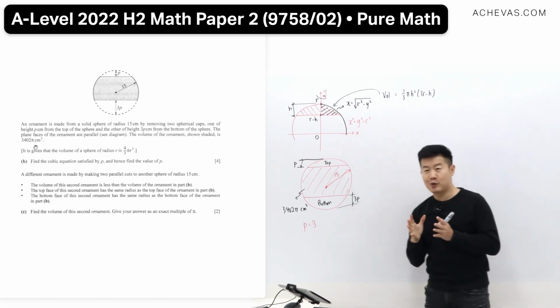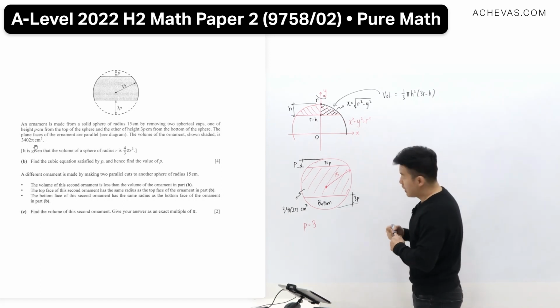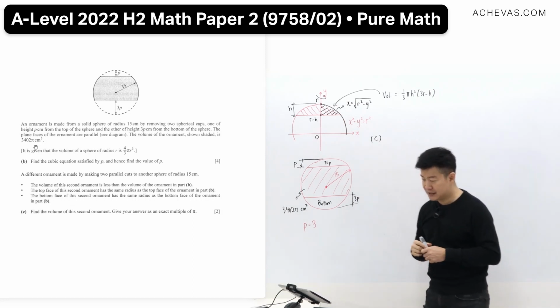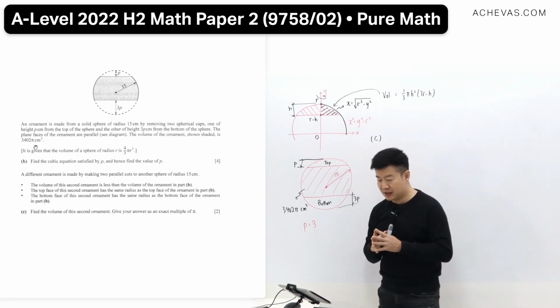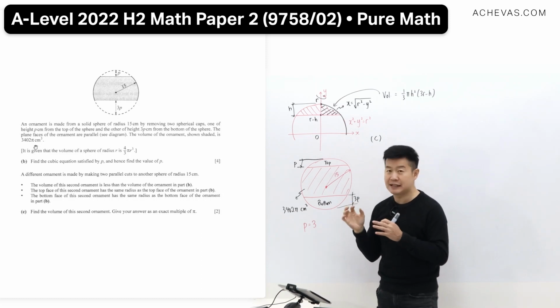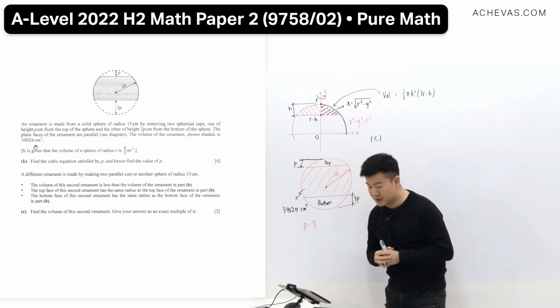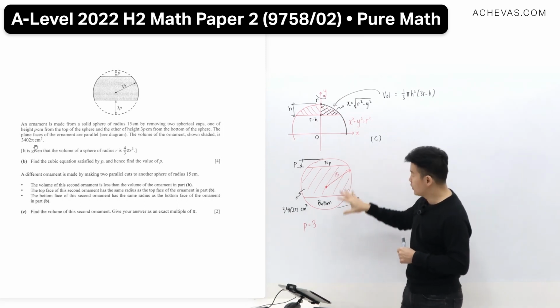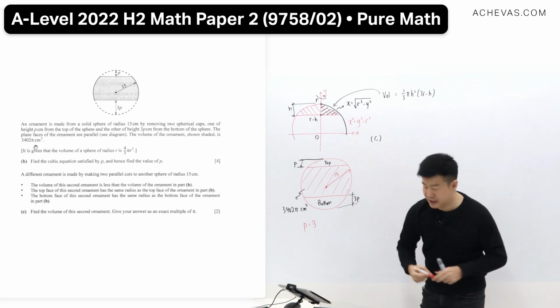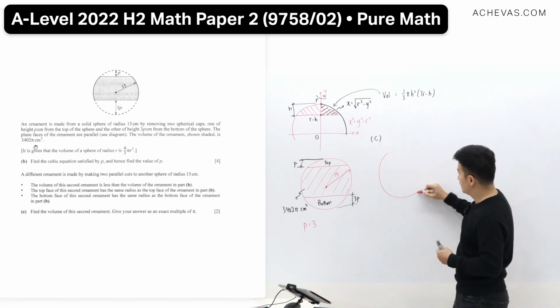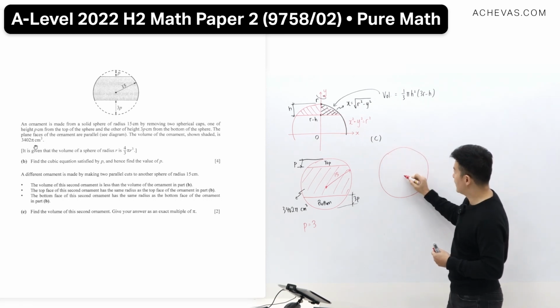So, putting on our thinking cap, let's think about how we can satisfy a condition that is described to us by part C. In part C, we need an ornament, and according to the question, this is a different ornament. So it cannot be exactly the same as this. And this ornament is going to be from a sphere with a radius of 15. So we are looking at the same kind of shape. Let me just draw it here. Okay, we are still looking at one where the radius of the sphere is 15.